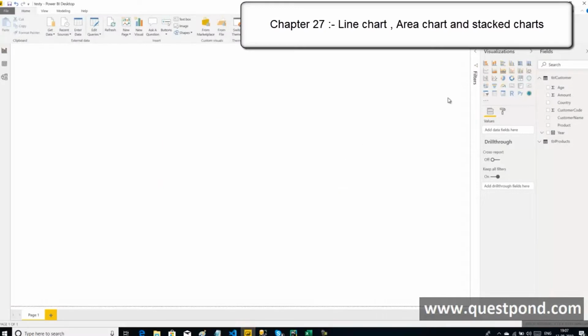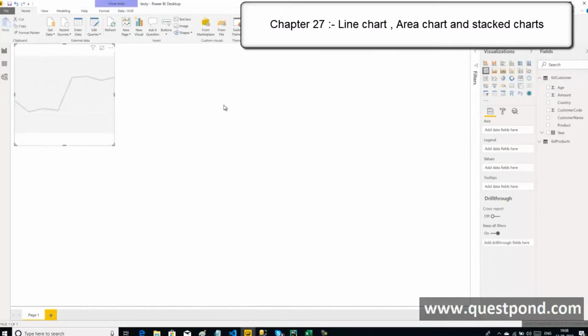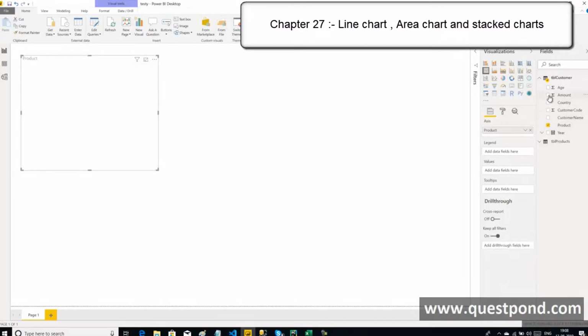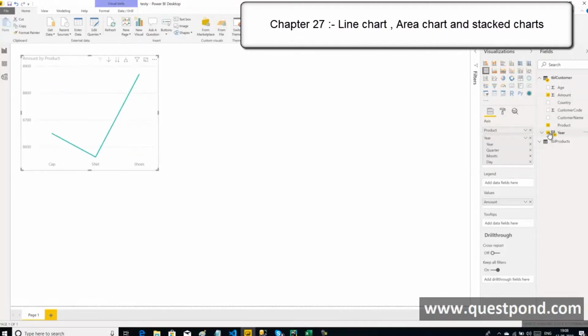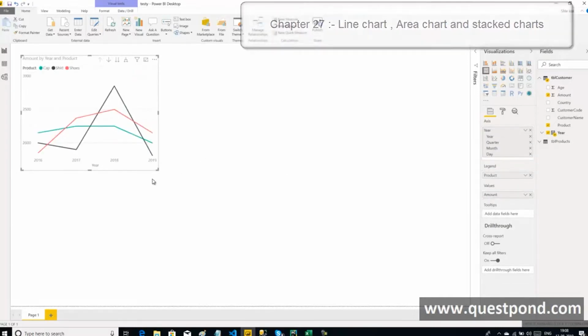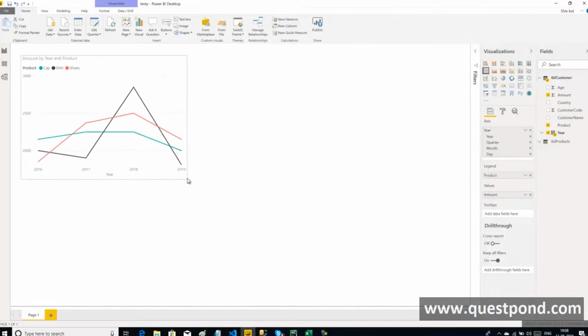So let's first start with line chart, area chart, and stacked area chart. So let us go ahead and pull up this line chart out here, and let us take product. Let's take the amount and let's take the year, right? So I will drag and drop this product into the legend out here. So there you can see this is our line chart.